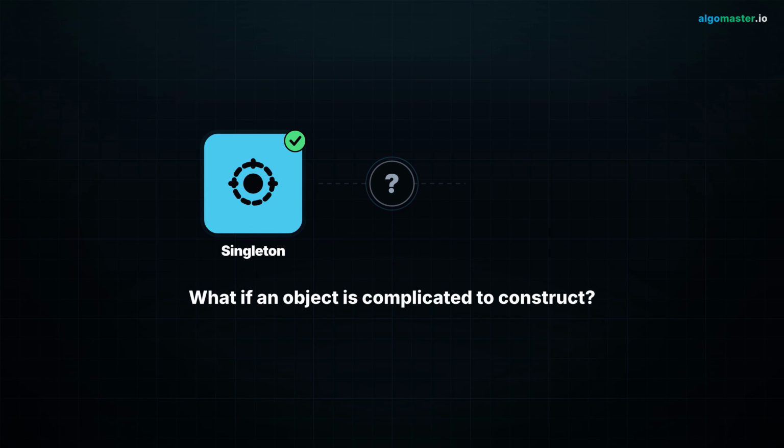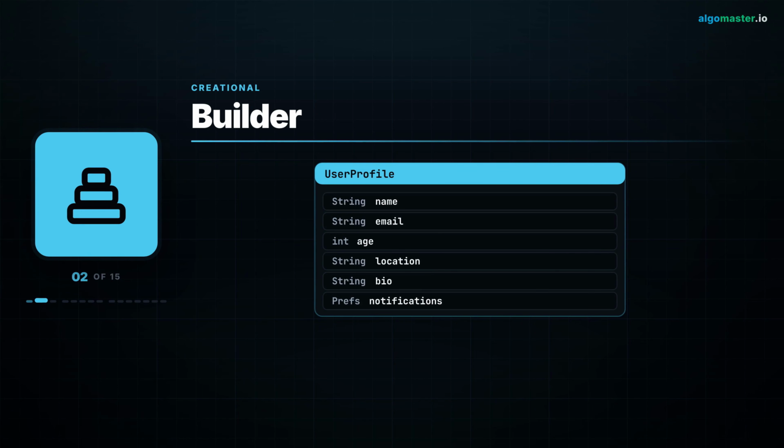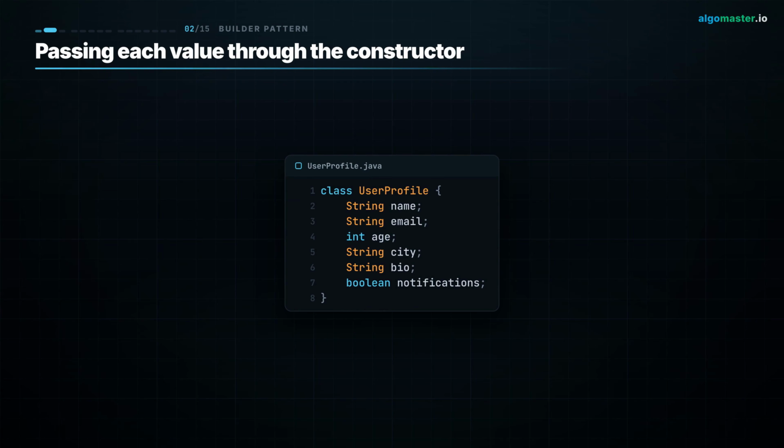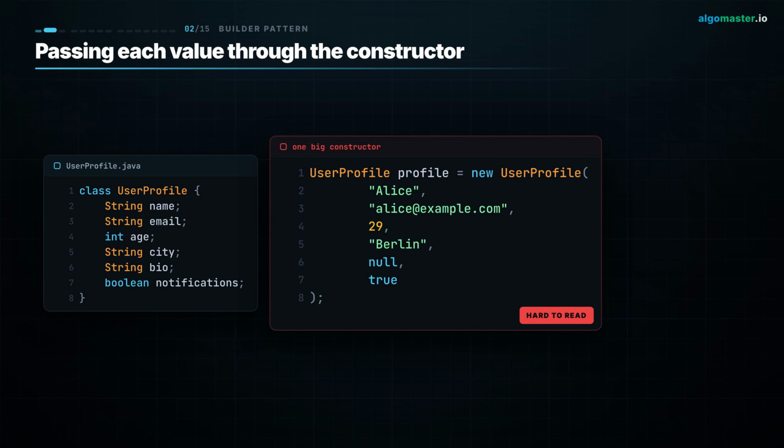But what if creating a single object is itself complicated to construct? That brings us to the builder pattern. Imagine you are creating a user profile class. The name and email are required, while fields like age, location, bio, and notification preferences are optional. For creating a new user profile object, one simple approach is to pass everything through the constructor.